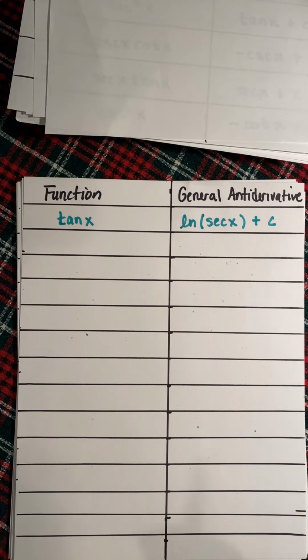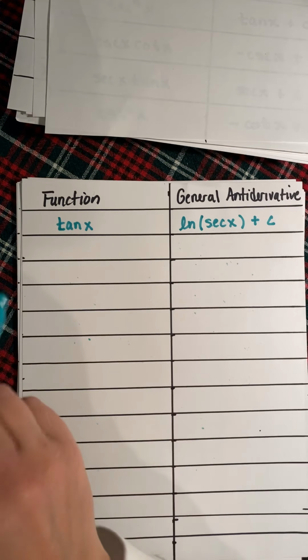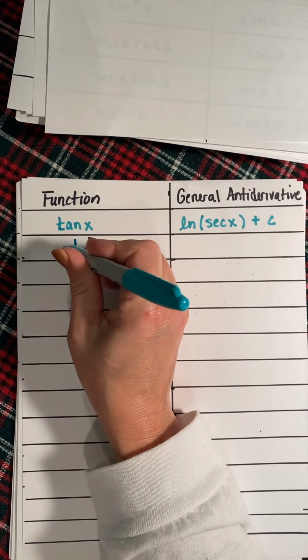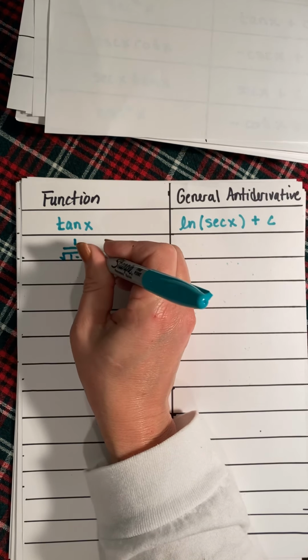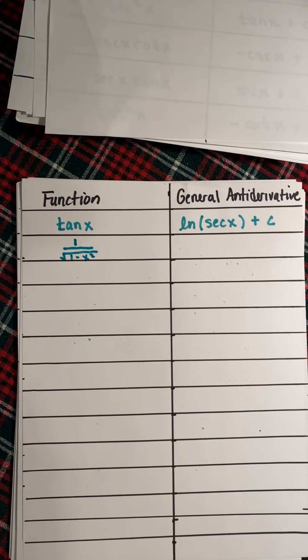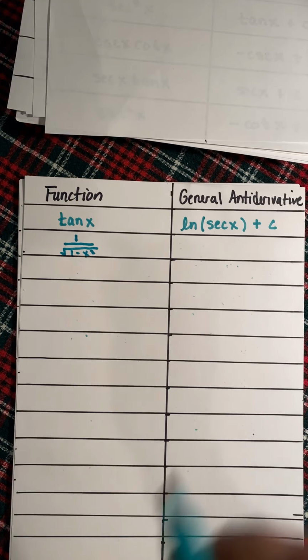So not all antiderivatives are as obvious as derivatives. Let's see, what else we got? How about, ooh, we did these. This is a good one: 1 over the square root of 1 minus x squared.